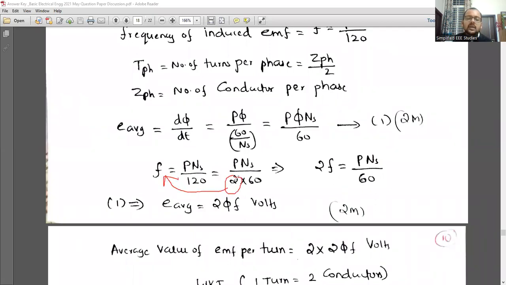So 2, I'll be taking the LHS side. Therefore, 2f will be written as Pns by 60. I think it's clear to everyone. Therefore, E average can be written as 2 phi f volts. It has the weightage of 2 marks.